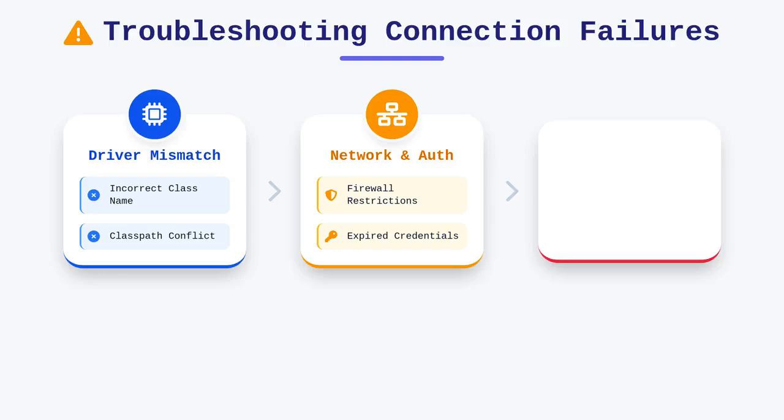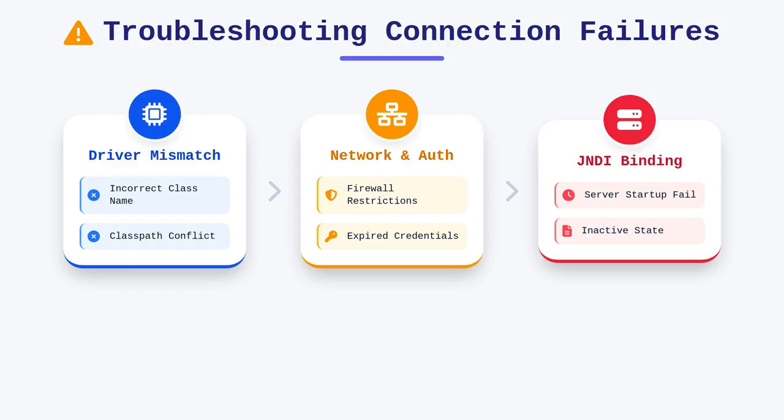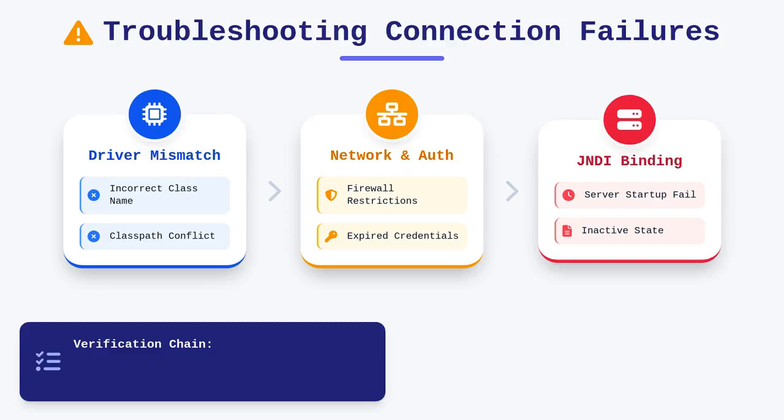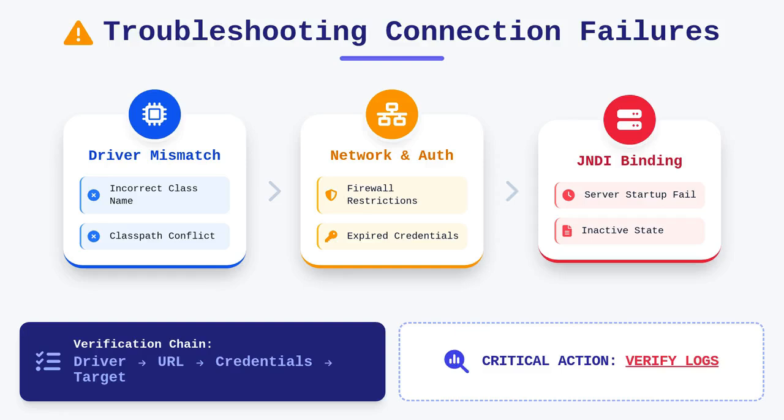Another common issue is the failure of the JNDI binding, which usually occurs if the data source fails to initialize during the server startup phase. Always verify your logs if the data source state is not marked as active immediately following creation. By systematically checking each parameter, driver, URL, credentials, and target, you can eliminate these obstacles and establish a stable bridge between your middleware and your persistent data layer.